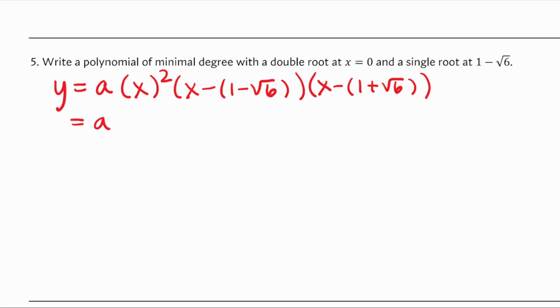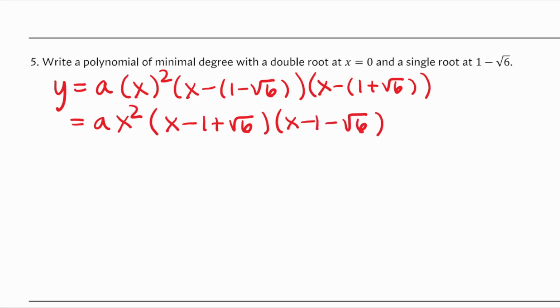Okay, so I'm going to distribute the negatives, and I'm just going to let a be 1 because nobody said anything about what the leading coefficient had to be. So we can just make it 1 because that'll make our lives easiest. And x minus 1 minus the square root of 6.